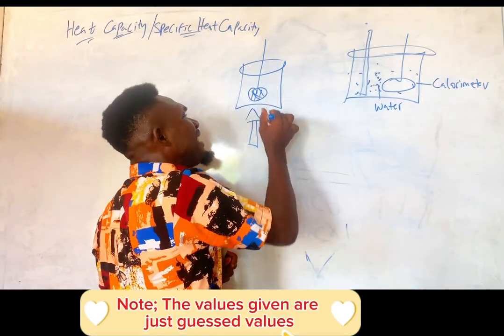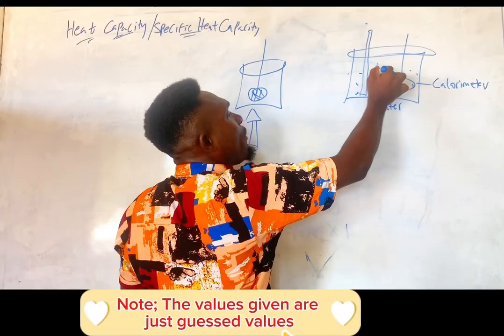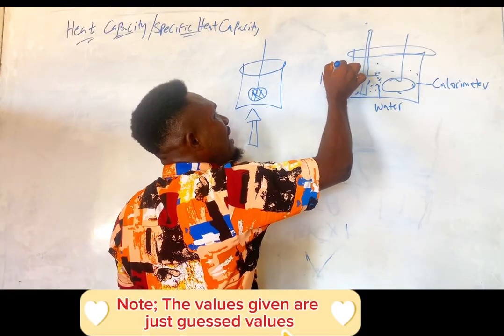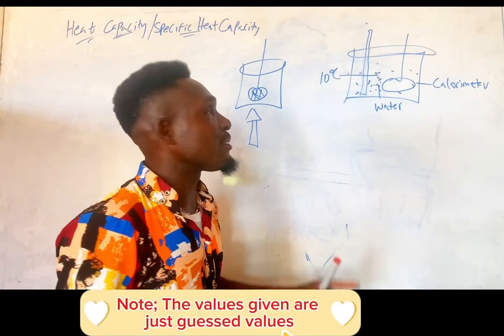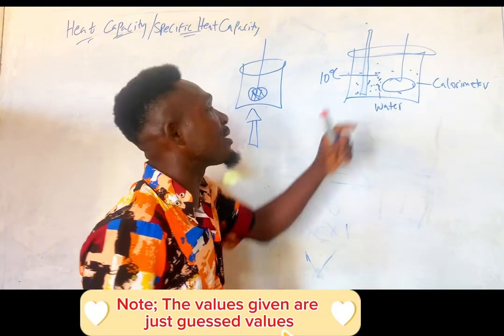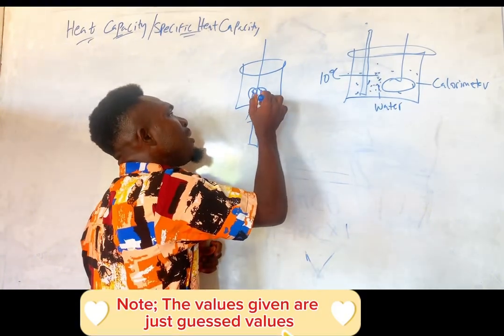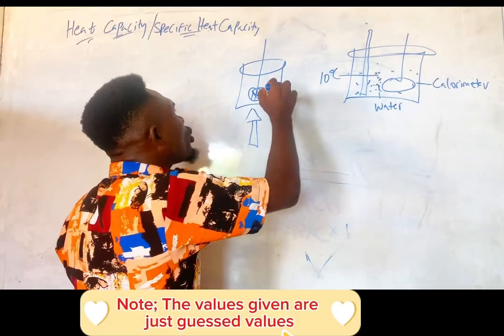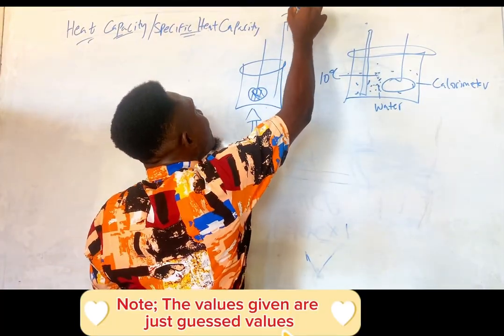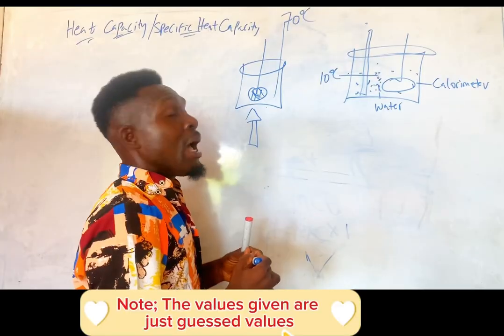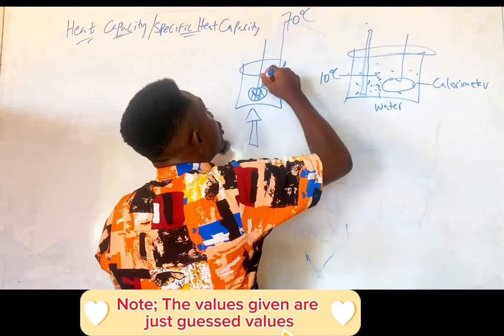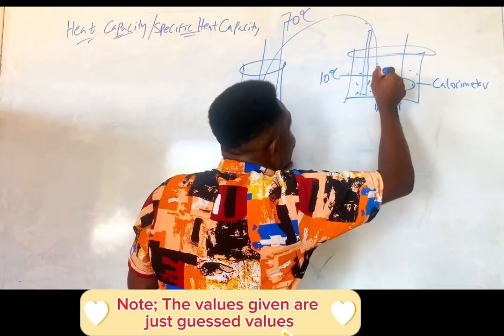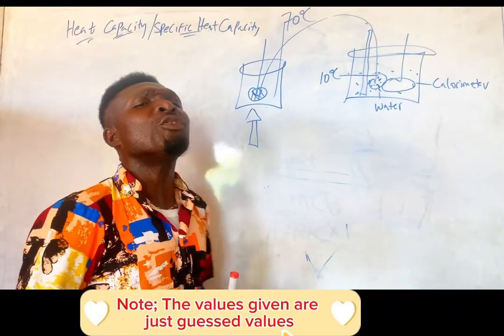Now, let's say the temperature on the thermometer here was 10 degrees Celsius, for instance. And then I heated this metal. I was heating it and heating it to the point that the temperature rose to about 70 degrees Celsius. And immediately I will transfer this metal into this calorimeter. What do you think will happen?